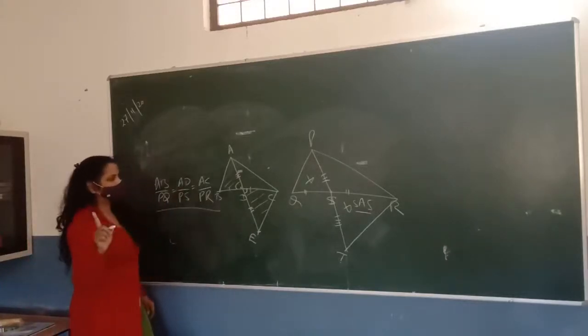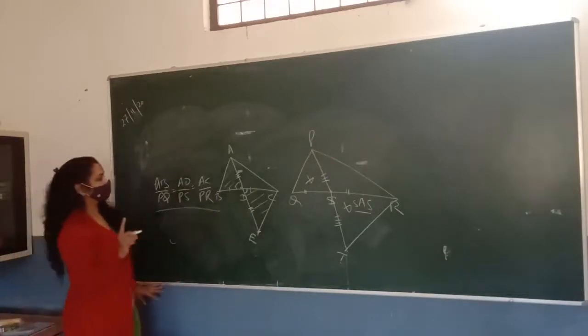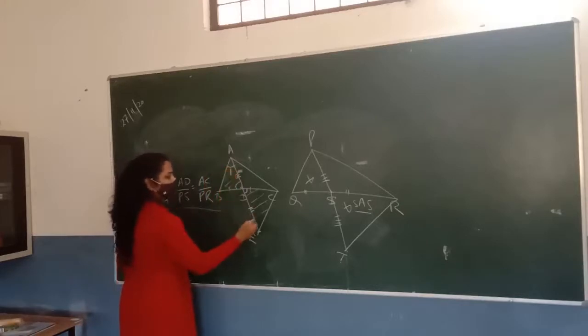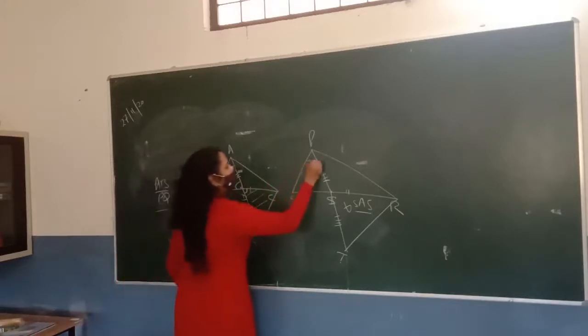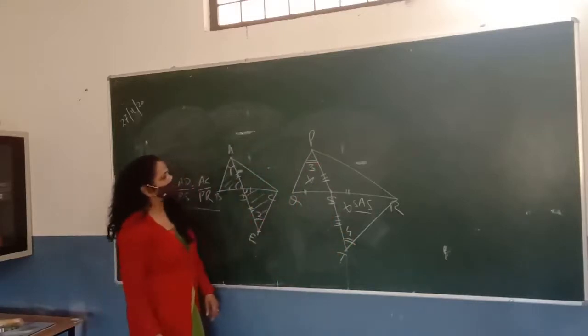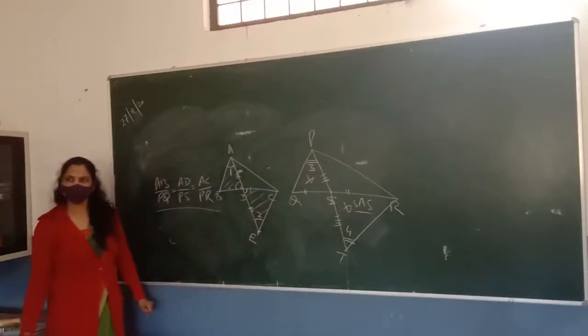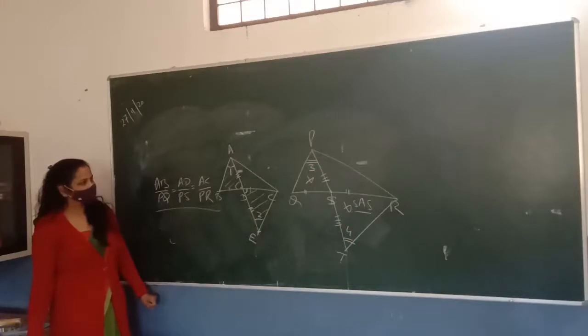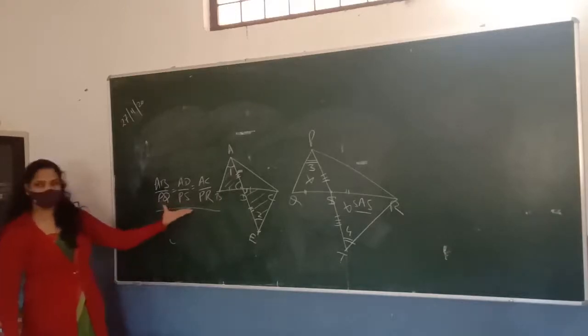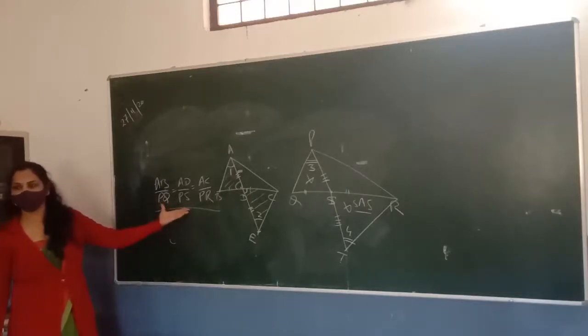Say it once more, my name. BAD. Okay. This angle will be equal to this one. Okay, good. And this one will be equal to this one. Then now we join BE and QB. No, we don't need to join BE. And use this ratio which is given in the question.